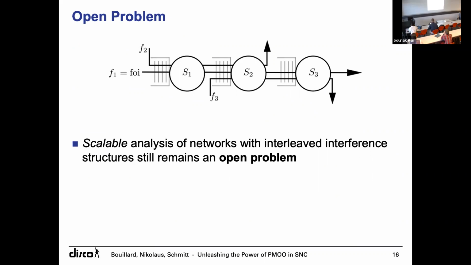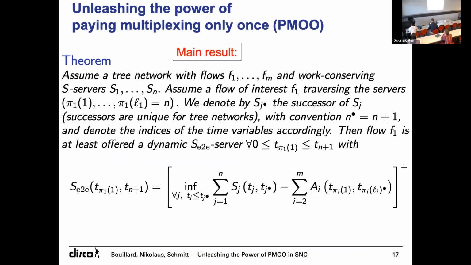Okay, let me now present to you our approach here. It is the PMO analysis now in the SNC. So we assume a set of flows. We assume the very typical assumptions, work-conserving servers, that are traversed by a flow of interest. Then we use this dot notation. This is just used to denote the successor that is unique in these tree networks. And then we can prove that the flow of interest sees the following leftover service.